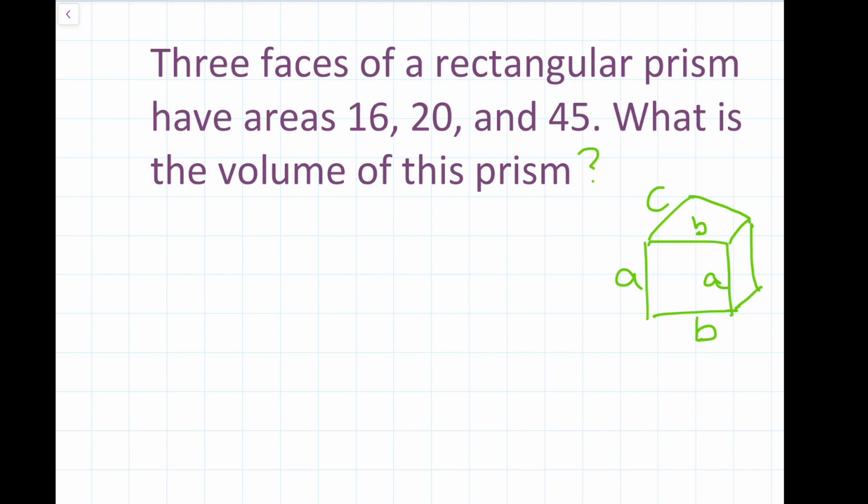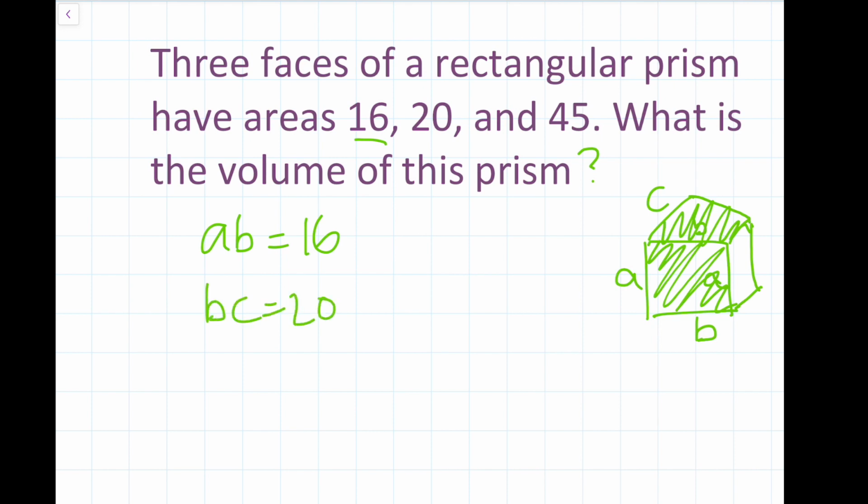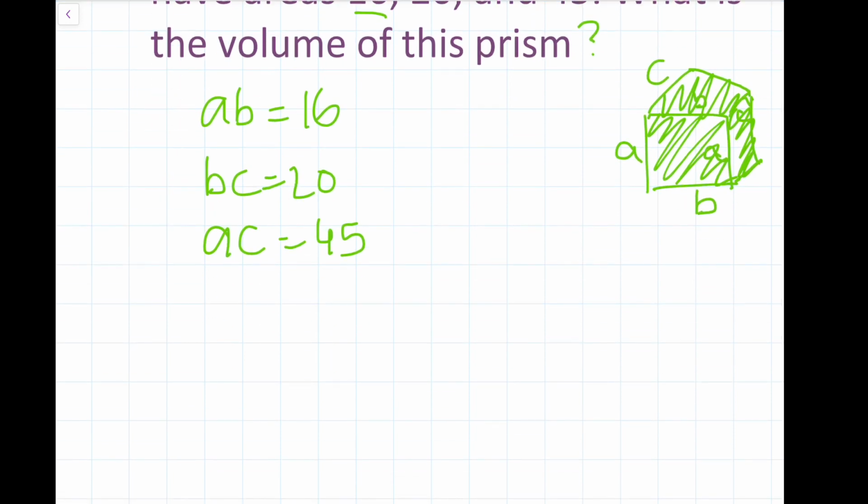So we could say that this face here is 16. So the area of AB equals 16. The area for BC, which is here, we could say is 20. And the area of AC here, we could say as 45. So we need to find the volume. So this is what we need to find: A times B times C. This is your main objective.